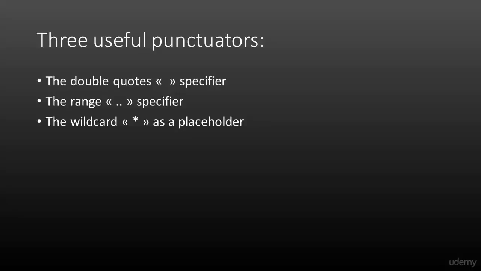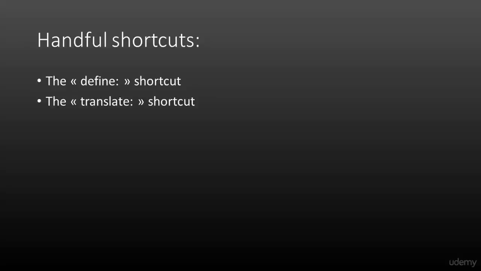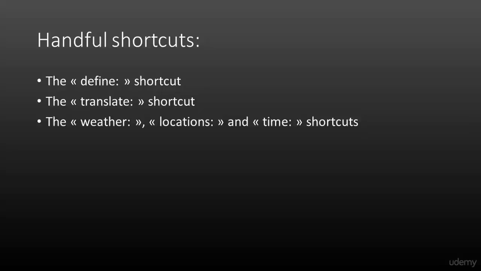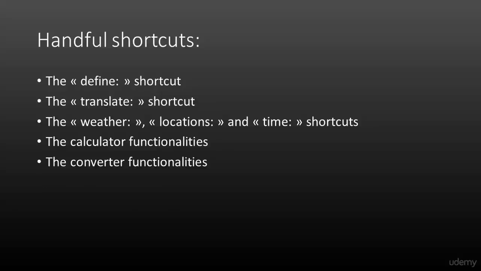In section 4, you learn how to use shortcuts: the define specifier to give the definition of an English word, the translate specifier to translate a word to a target language, the weather, locations, and time specifiers to get the weather, coordinates, or time of any given place, the calculator functionalities to calculate numerical results and plot single variable functions, and the converter functionalities to convert numericals from a unit of measurement to another unit of measurement.